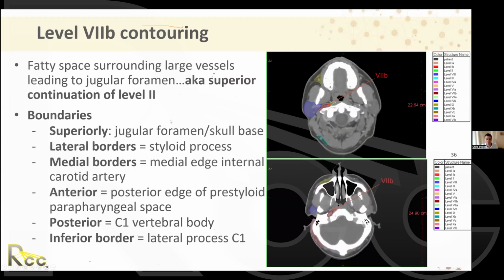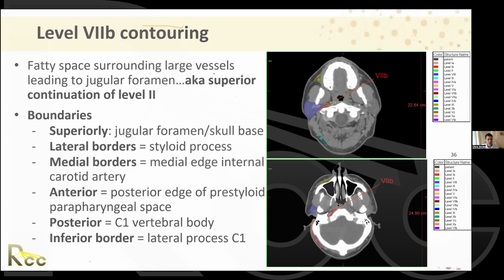For 7B, it's technically the fatty space surrounding the large vessels in the jugular foramen, but really, as you're drawing this out, it's just a continuation of level 2. So if you're already drawing level 2, which you are for the vast majority of head and neck cases, if you need to cover 7B, then you basically just track those contours more superiorly. So this does end at the skull base. The lateral border is the styloid process. The medial border is the medial edge of the internal carotid, which again is just the intersection with 7A.